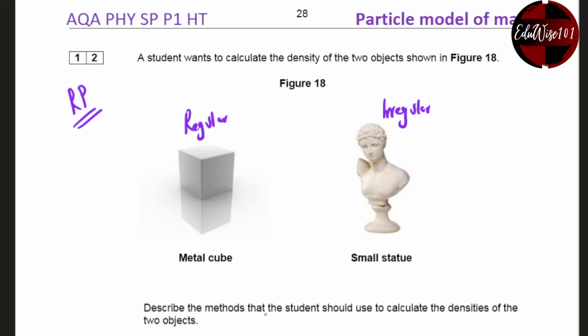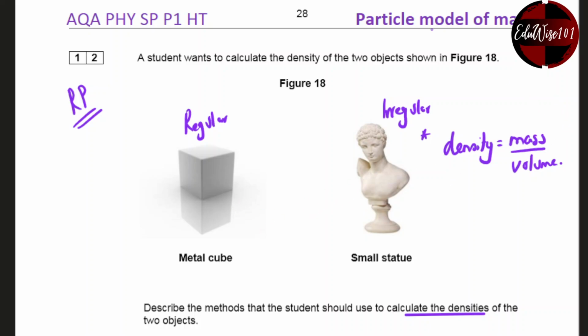Describe the methods that the student should use to calculate the densities of the two objects. How do you calculate the density of the two objects? Now, you need to know the equation for density, which can be found in the equation sheet. Density equals the mass divided by the volume. So you're going to use this equation to find the density of both of them.